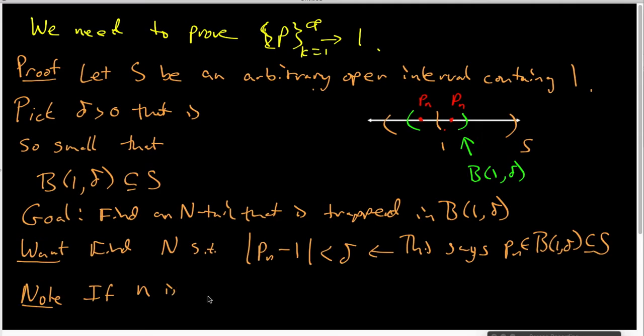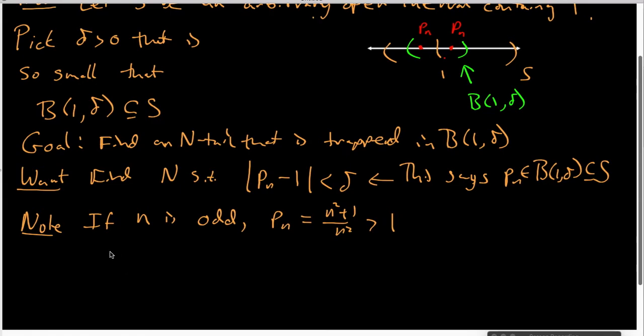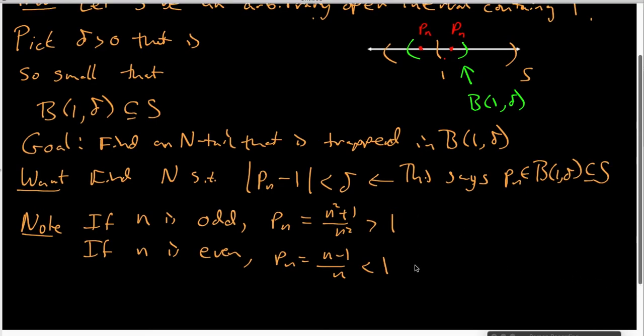If n is odd, then what I know is that Pn, which is n squared plus 1 over n squared, is actually bigger than 1. And if n is even, Pn is equal to n minus 1 over n, and that is less than 1. So what I want to do is I want to pick up on this fact on the next page.